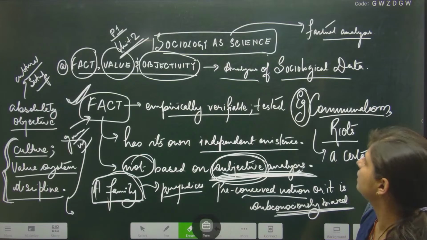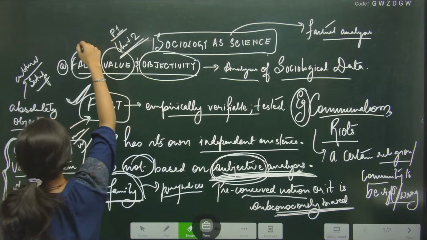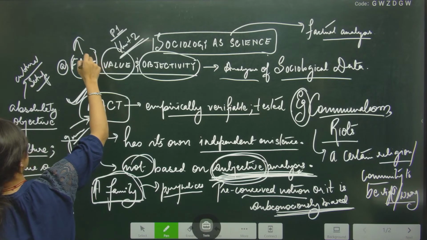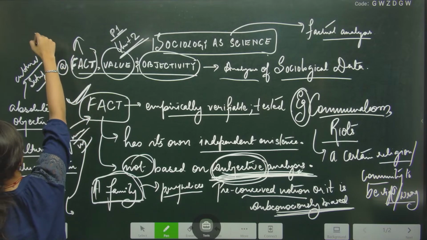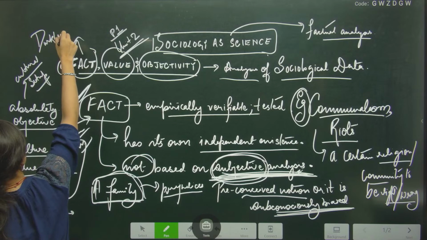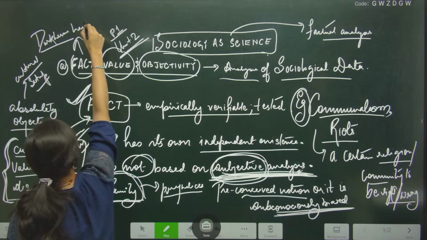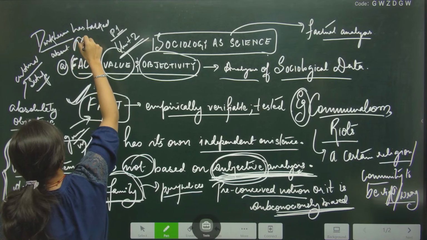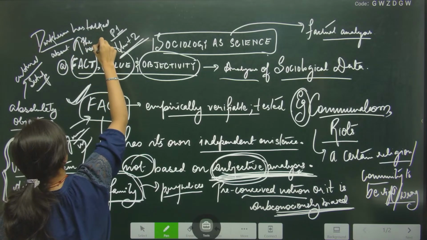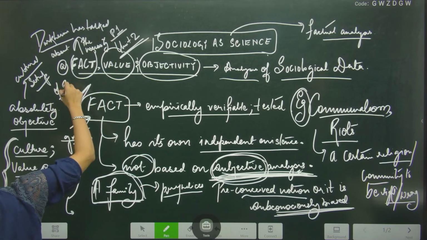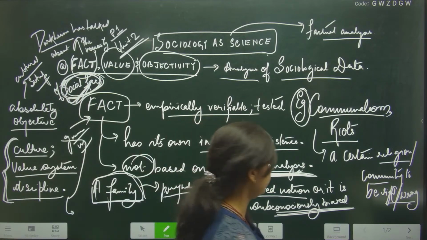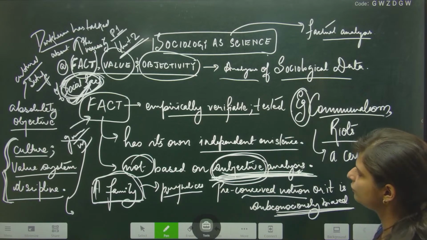And while we are reading sociology, we'll come to know that Durkheim has talked about the necessity of social fact. It is so important to have these facts in order to analyze. So this was about facts.